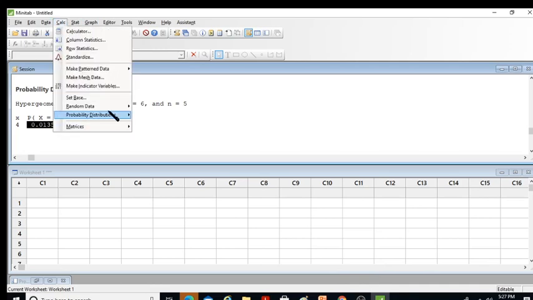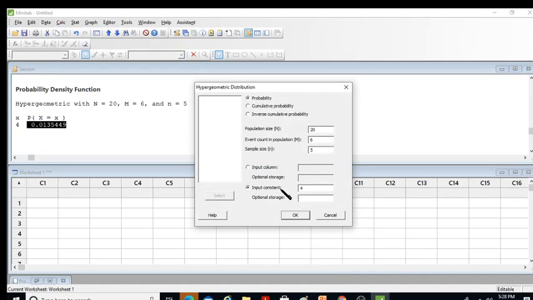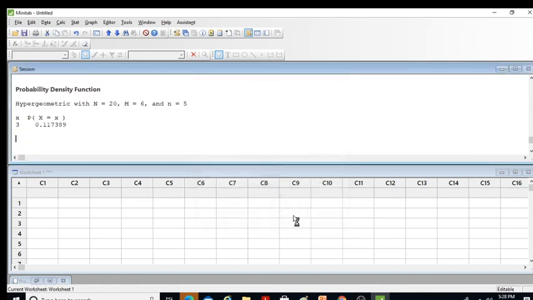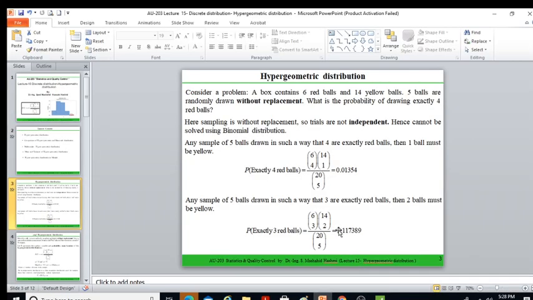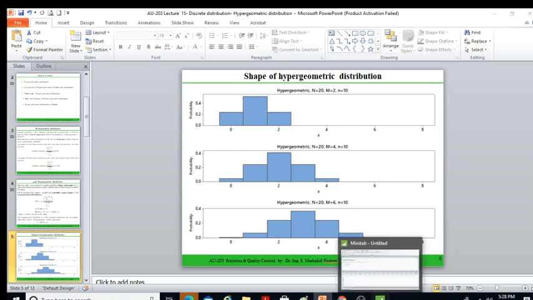If you have to calculate for exactly 4 red balls, you do the same thing: go to calculate probability distribution, pick hypergeometric, and here let's say you're interested in exactly 3 red balls. So the problem is the same. I can get it, and the probability comes out to be 0.117389. So it is exactly the same as what we calculated. As I told you, for this particular problem, you can work out the shape of the distribution through Minitab.